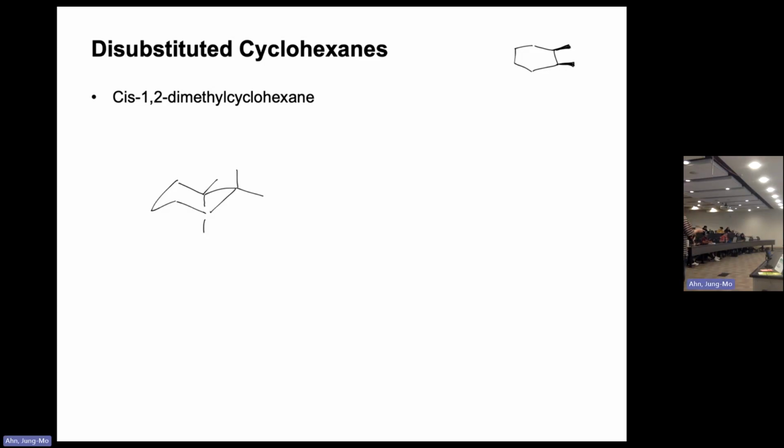When you draw the chair here, should we put one here, one down there, so they can be right next to each other? Will that be cis? Or should we put one here and one there? So drawing the chair from that structure is not trivial. You have to think about their relationship. So let me tell you what I do.